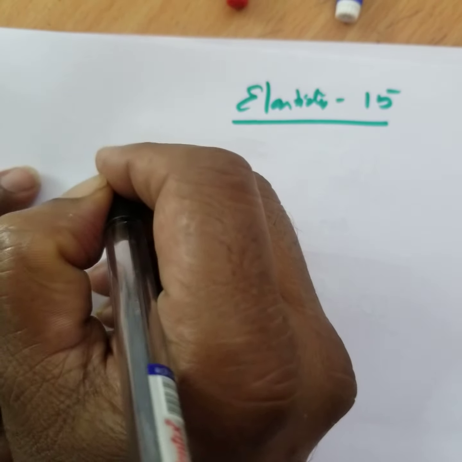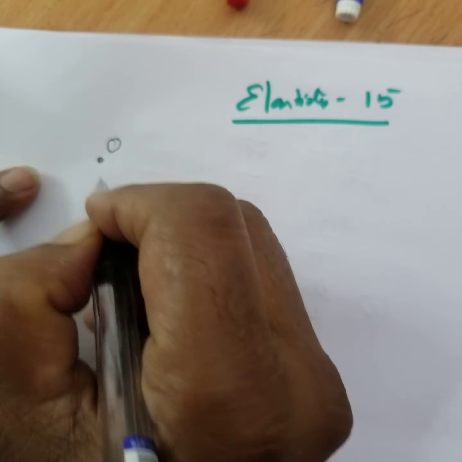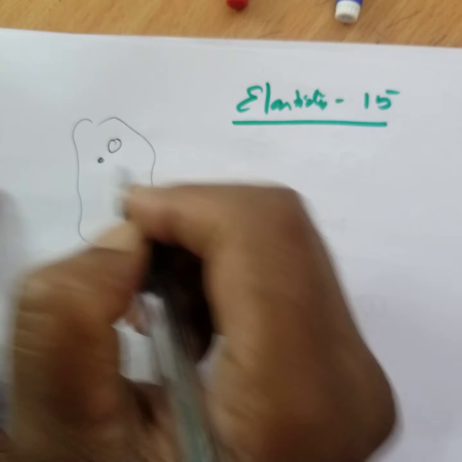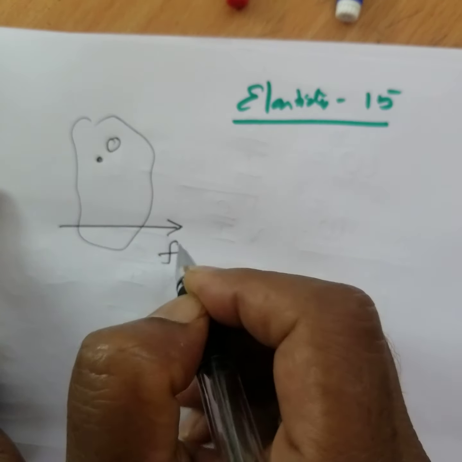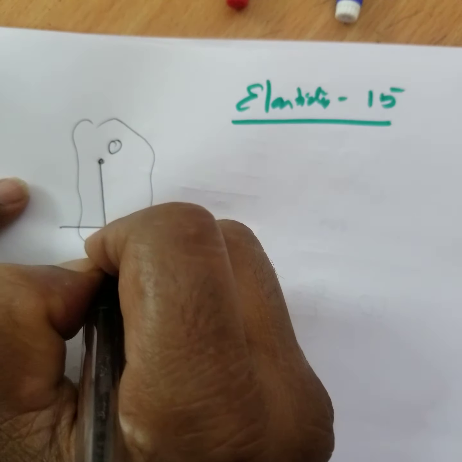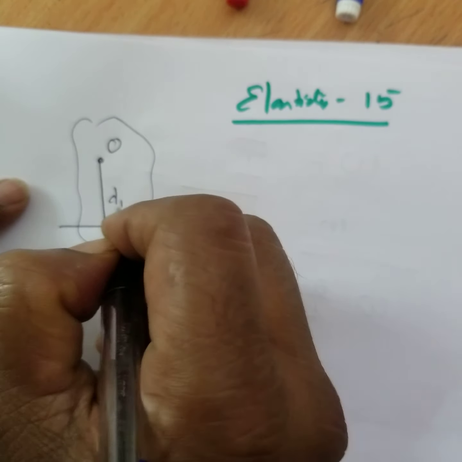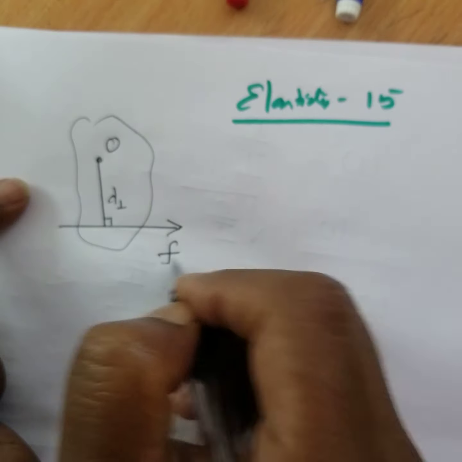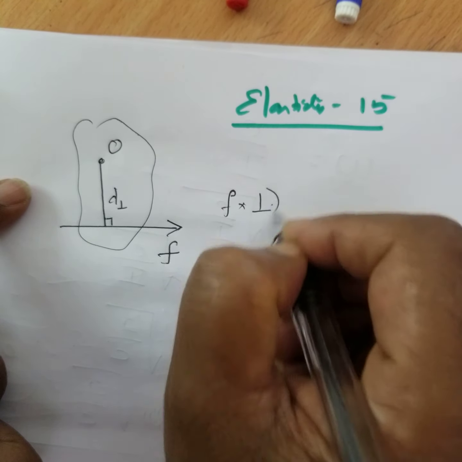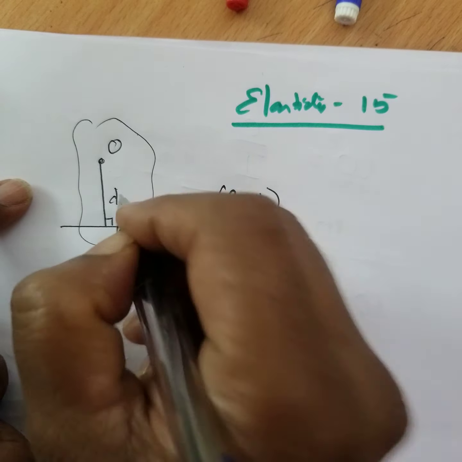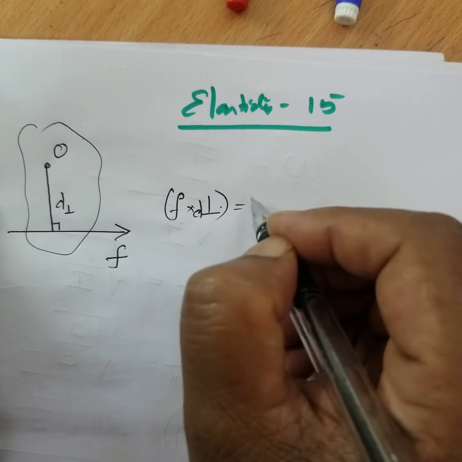Suppose there is a fixed point O, and this is a laminar body, some body, and I apply a force. This is the force. From here, you drop a perpendicular. This is the perpendicular distance. Force into perpendicular distance is called the moment of a couple.